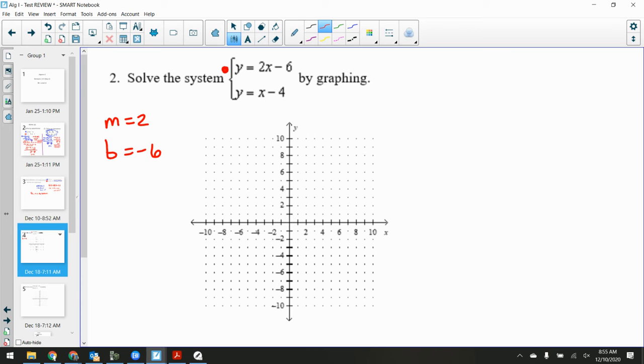Do I start at 2? Do I go here to 2? No. Where do I start? So here? No. The y-axis down here at negative 6. Now, slope of 2. That means rise 2, run 2, right? No. The slope is 2 over 1. Rise 2, run 1. Rise 2, run 1.